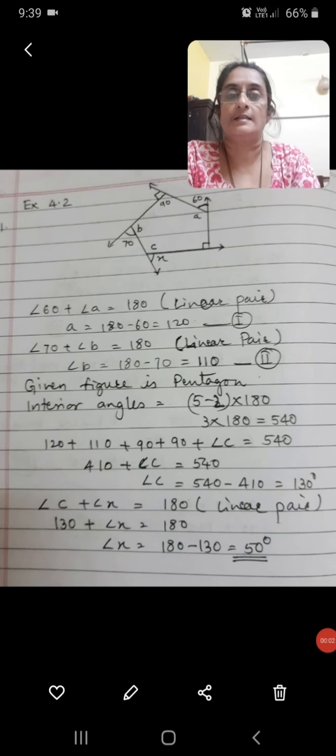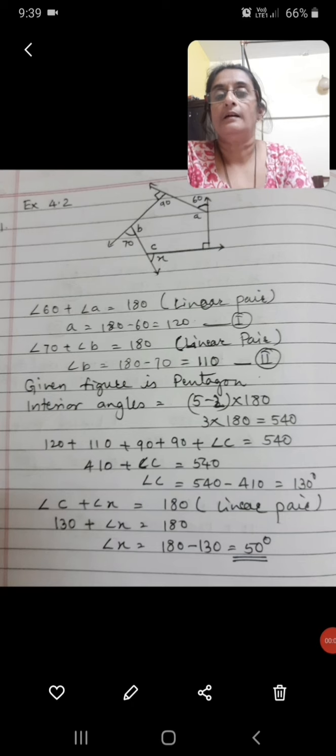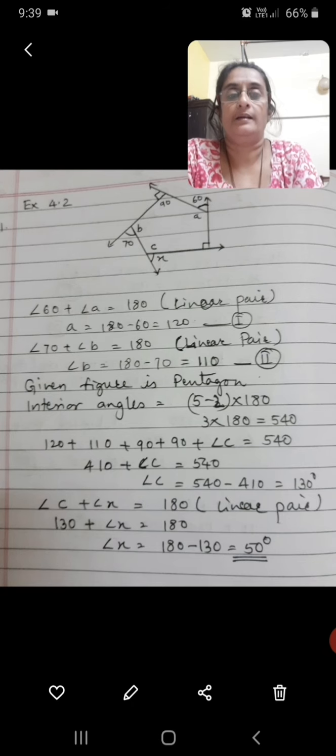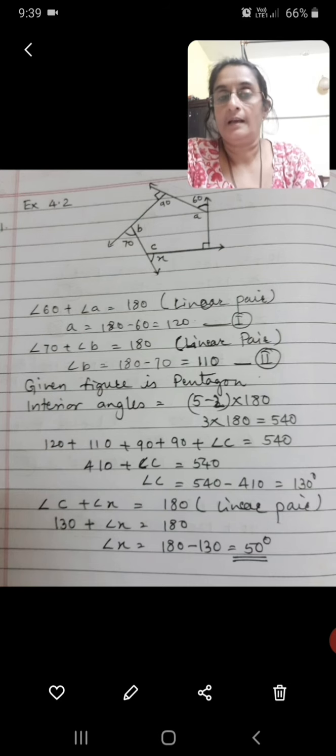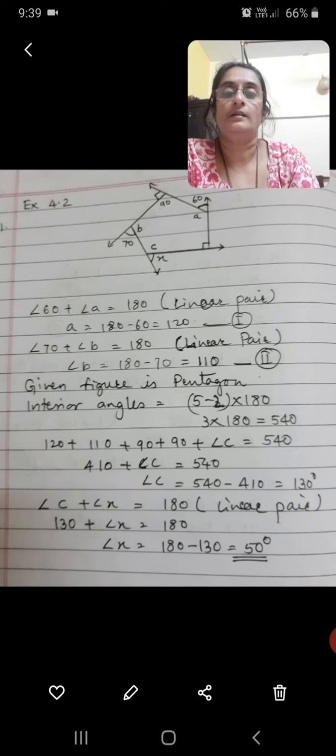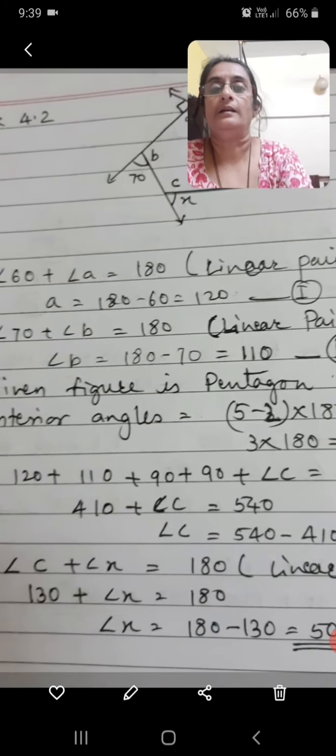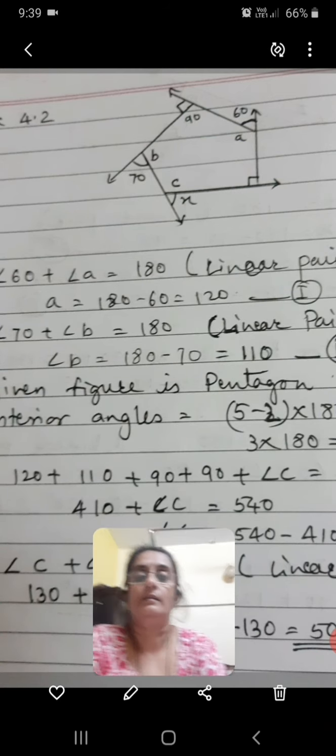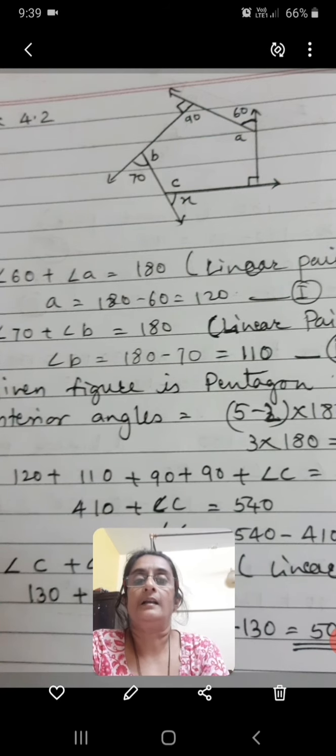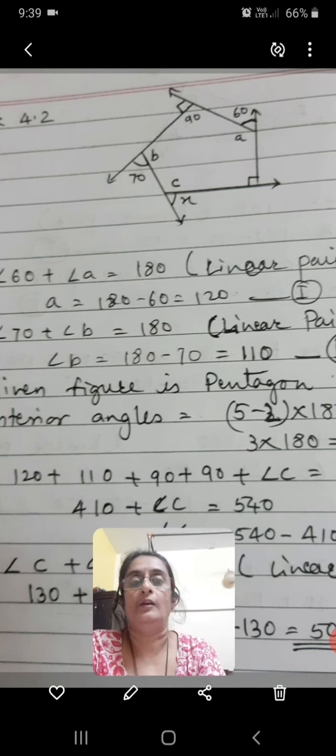Let us go to exercise 4.2, children. Using the linear pair formula, we are going to solve the first question of this exercise. Now here you have to find out the value of x. Now see the figure, children. Here angle A, angle B and angle C you have to find out first. So you can find out the value of x.